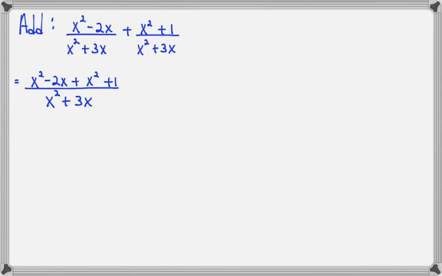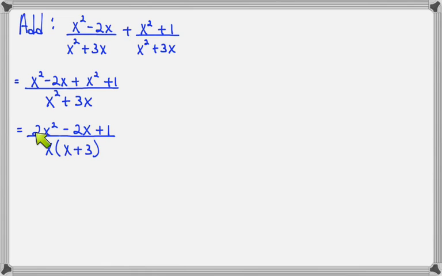Now let's go ahead and combine our like terms in the top. I have 1x squared plus 1x squared, and that makes 2x squared minus 2x plus 1. And the denominator is x squared plus 3x. Of course, it needs to be factored. So we have a GCF of x here. Let's factor out the x, and that will leave x plus 3 in the parentheses.